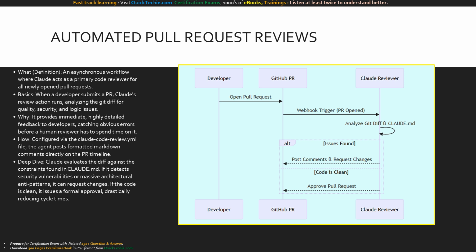Follow the review process in the sequence diagram. The developer opens a pull request on GitHub. This fires a webhook trigger to the Claude reviewer agent. Claude independently analyzes the Git diff against your project's rules. We then hit a conditional branch. If issues are found, Claude posts inline comments and formally requests changes. If the code is clean, Claude bypasses the feedback loop and immediately issues an approval, streamlining the merge process.